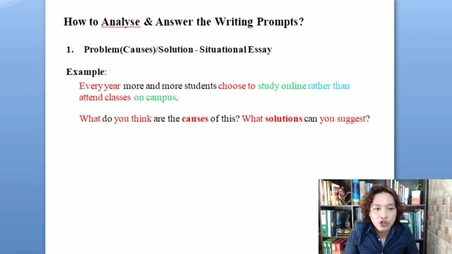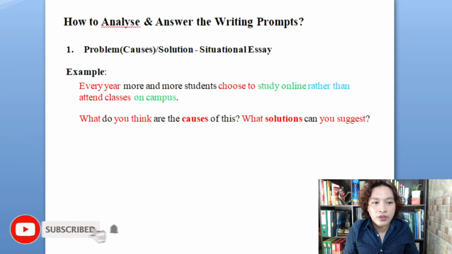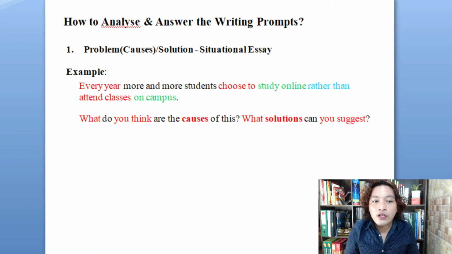Now let's go to the instruction words. What do you think are the causes of this and what solutions can you suggest? So it's asking for your direct opinion about the issue. What do you think are the causes of why students are choosing to study online rather than attending classes on campus? What solutions can you suggest so students would choose attending on campus rather than studying online?